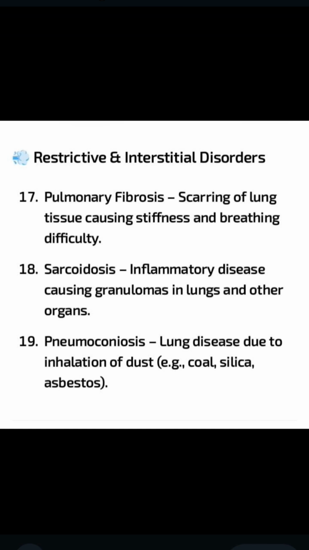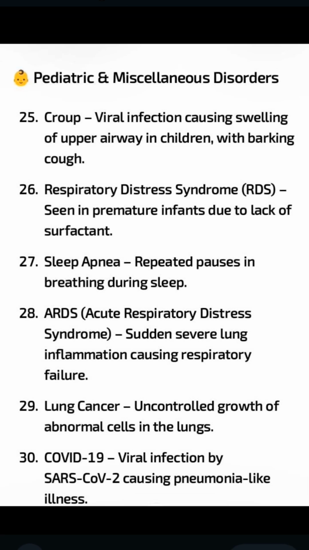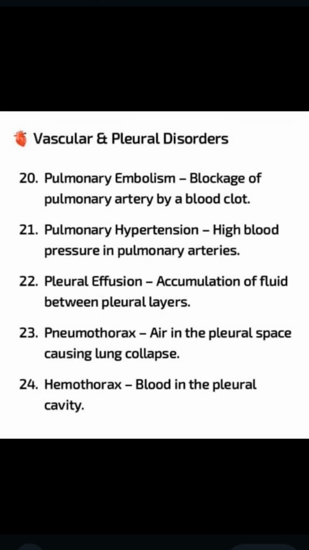Scarring of lung tissue causing stiffness and breathing difficulty, called pulmonary fibrosis. Inflammatory disease causing granulomas in lungs and other organs, called sarcoidosis. And lung disease due to inhalation of dust, for example coal, silica, asbestos, called pneumoconiosis. And blockage of pulmonary artery by blood clot, called pulmonary embolism.